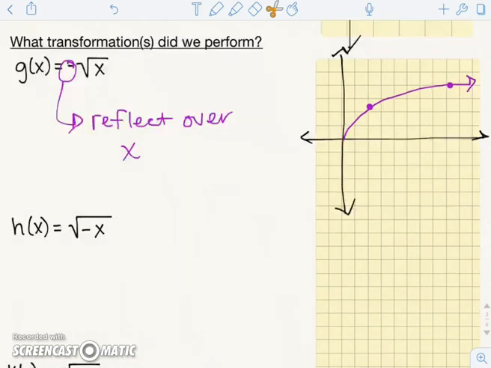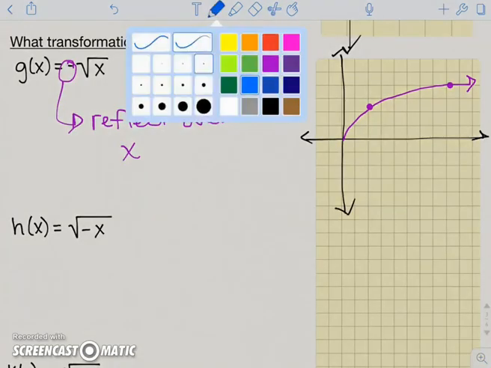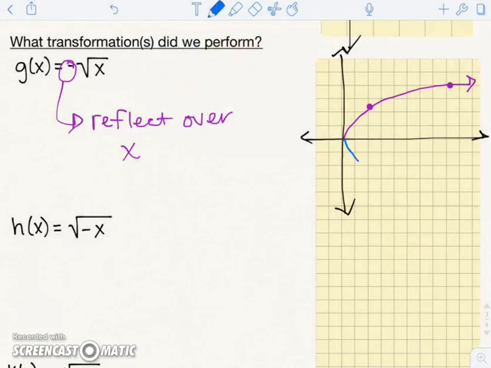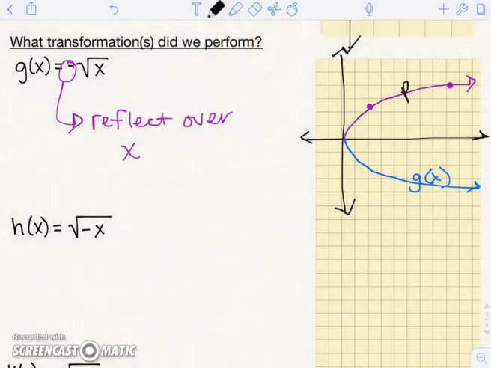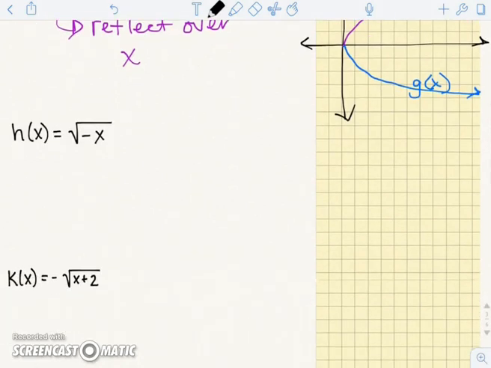And so my transformed is going to look like this. Reflect. You want the mirror image. So this is g of x. It's my transformed one, whereas this is my parent. The next one, the negative, is on the inside of the function. So this is actually reflect over y.